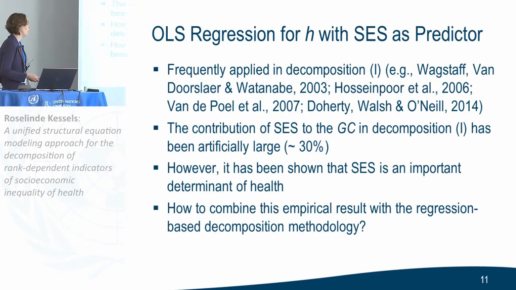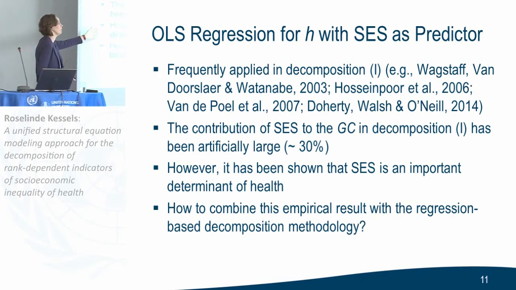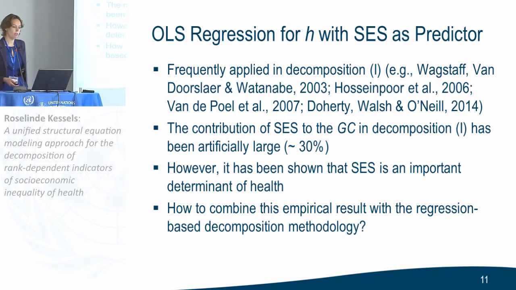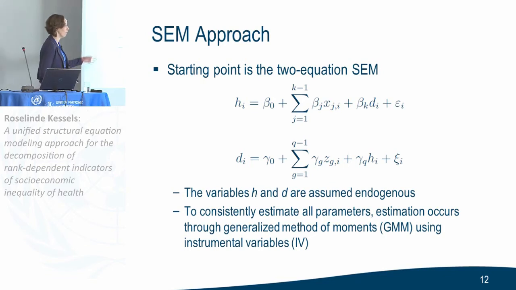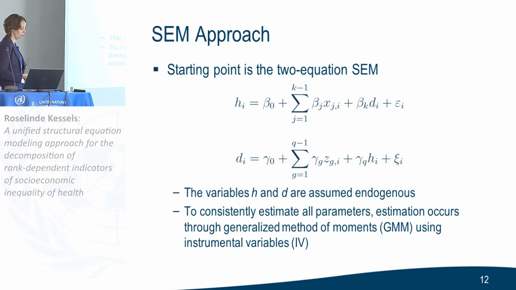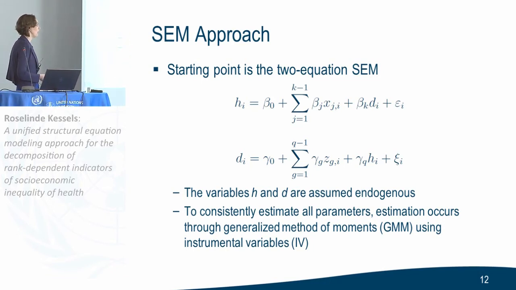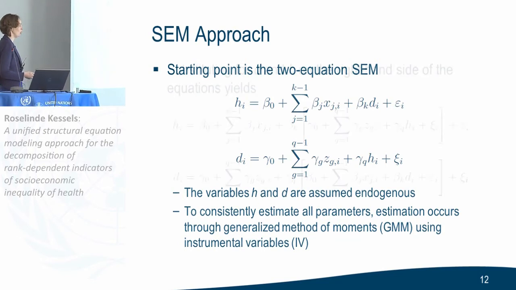So how do we combine these empirical results with the regression-based decomposition methodology? We have this empirical result, but we don't have the right machinery to make use of it. Therefore, we have proposed a structural equation modeling approach in which, in a first equation, we adopt D as an explanatory variable in the regression for H and H as an explanatory variable in the regression for D. Both D and H are then assumed endogenous, and we estimate the parameters using a generalized method of moments estimation procedure in order to obtain consistent estimates. This estimation procedure makes use of instrumental variables. It's an IV estimation procedure.